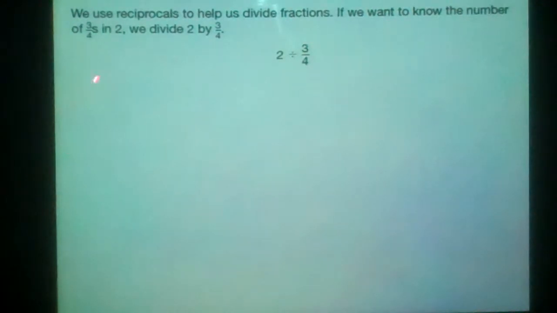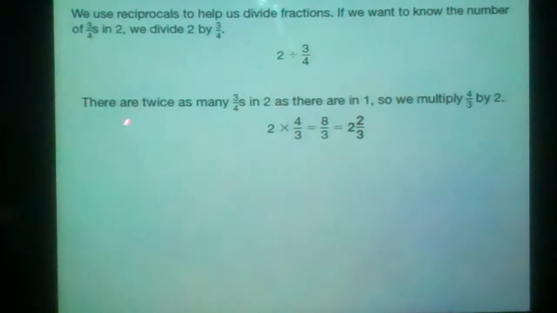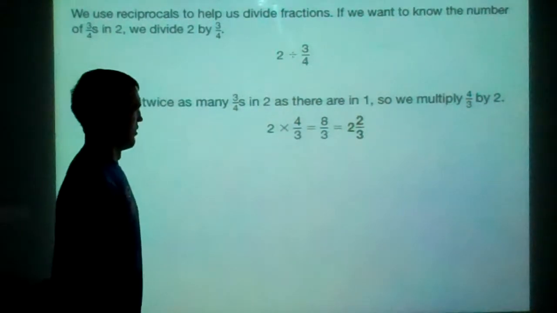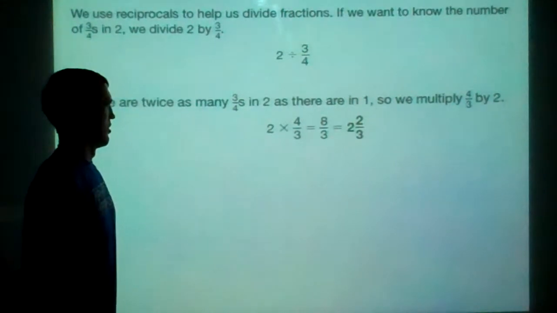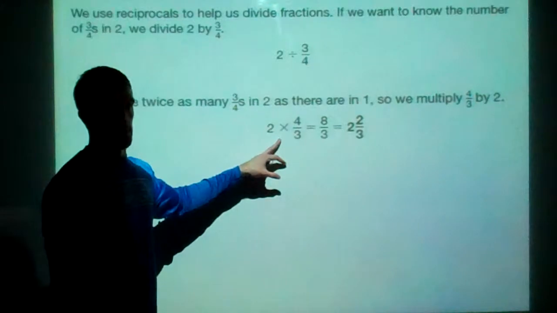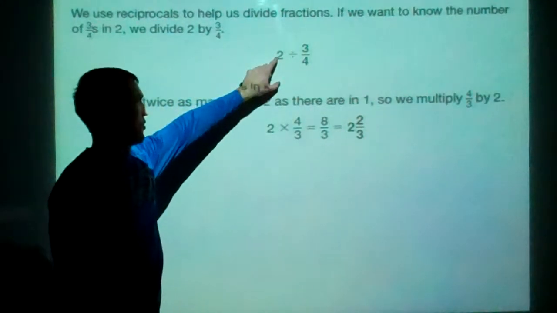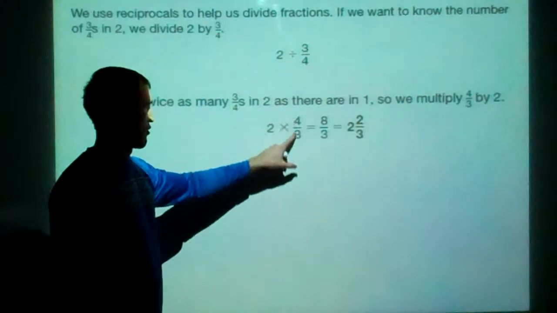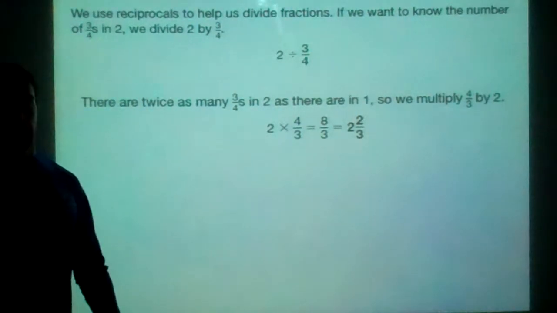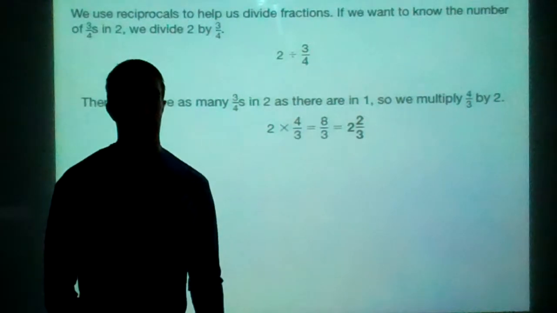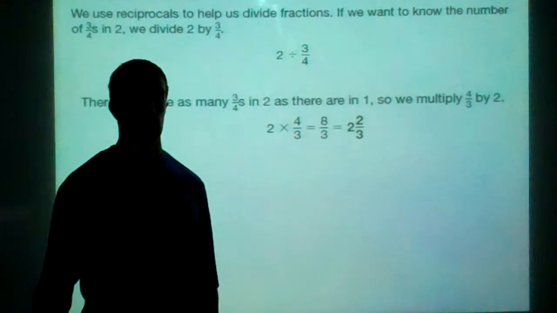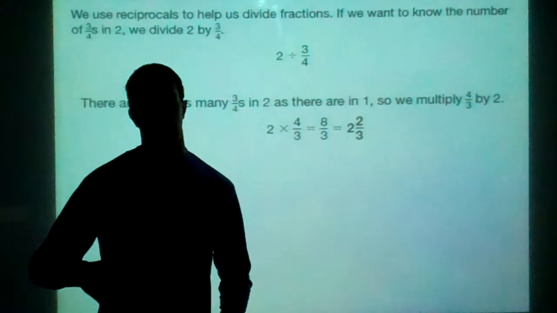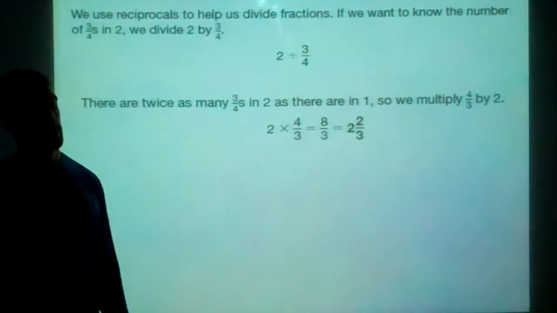We want to know the number of 3/4 in 2. We divide 2 by 3/4. Alright? There are twice as many 3/4 in 2 as there are in 1, so we multiply 4/3 by 2. Here we go, right here. You can see that they use the reciprocal. So when we're dividing fractions, we would say 2 divided by 3/4 is actually the same thing as 2 times the reciprocal, which is 4 over 3. So that's like what I was saying in the beginning. When we divide fractions, we actually don't divide at all. We are actually multiplying the whole time. We are dividing, but the process with fractions is to multiply, and it's a lot easier to do it that way.